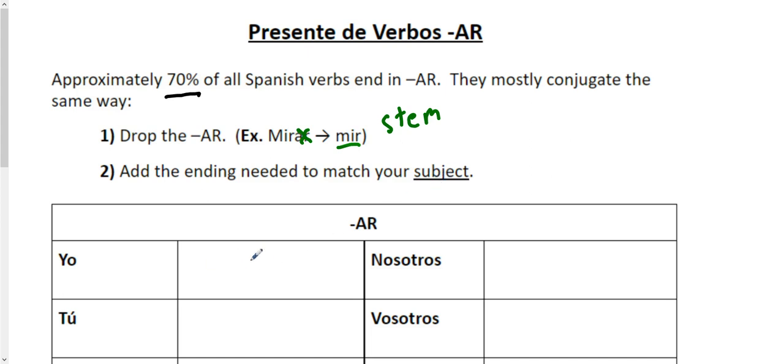So for yo, I'm going to end with O. And yes, I want you to put the little dash out in front because that shows you it's not by itself, it's the ending. So again, if we go back to our example, mir, I would have mir-o. I'd have the O on the end, okay? For tú, I have as, A-S. So again, can you guess? I would have mir-as.